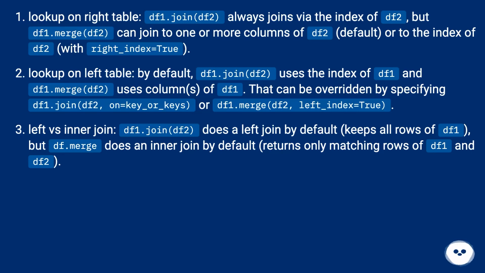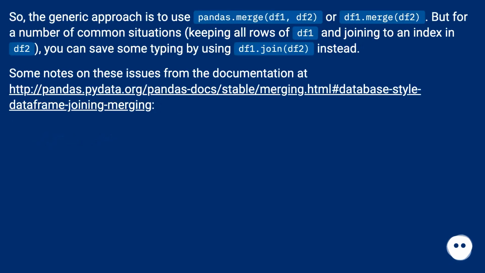df1.join(df2) does a left join by default, keeps all rows of df1, but df.merge does an inner join by default, returns only matching rows of df1 and df2. So, the generic approach is to use pandas.merge(df1, df2) or df1.merge(df2). But for a number of common situations, keeping all rows of df1 and joining to an index in df2, you can save some typing by using df1.join(df2) instead.